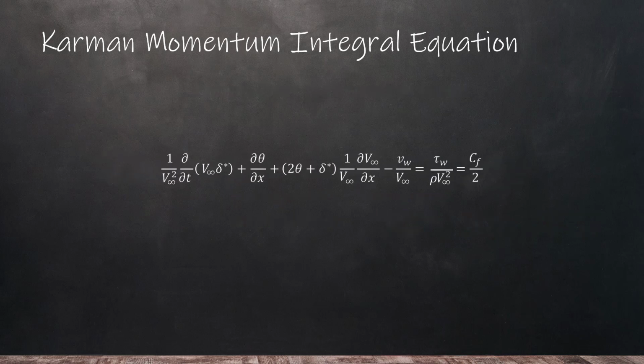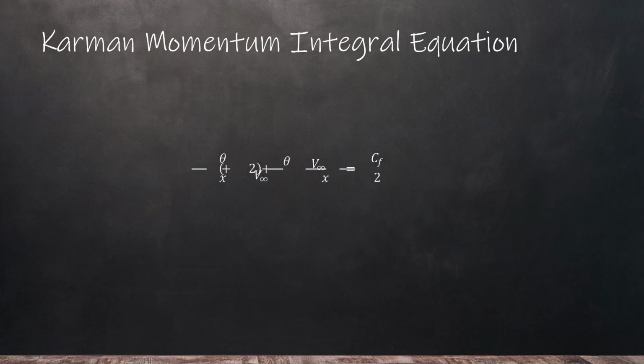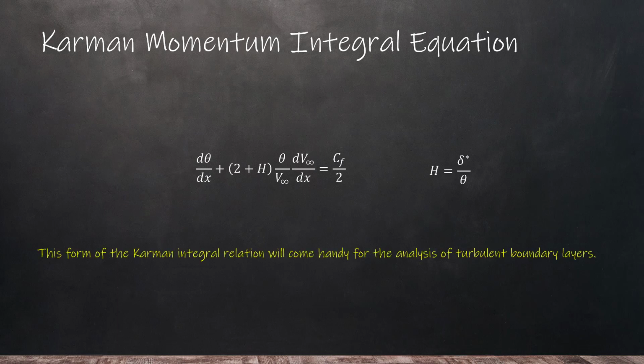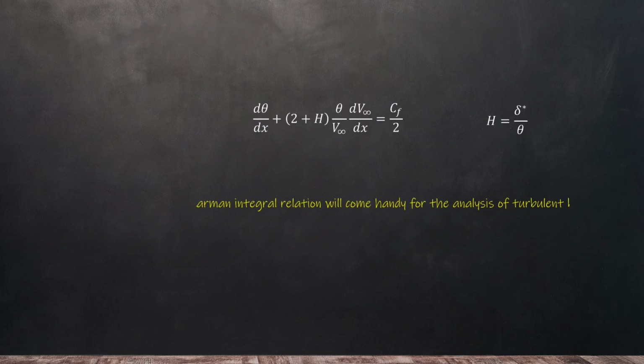Substituting the momentum thickness and displacement thickness terms, we can rewrite this equation in this form and connect it to the skin friction coefficient. Under the assumption of steady flows and non-porous walls, we can reduce the expression to this form, where H is the shape factor. This form of the Karman integral relation is used in the analysis of turbulent boundary layers.